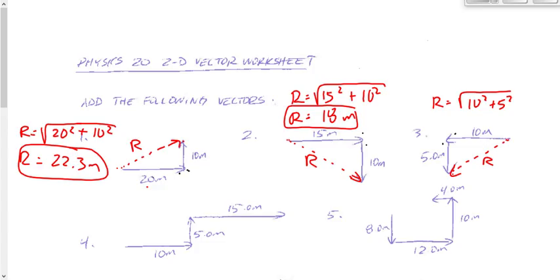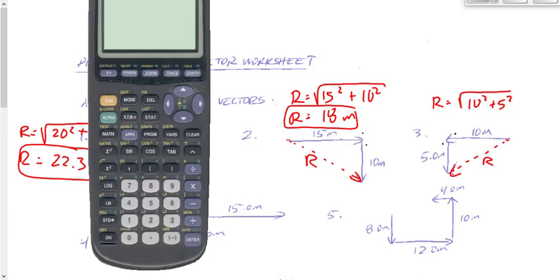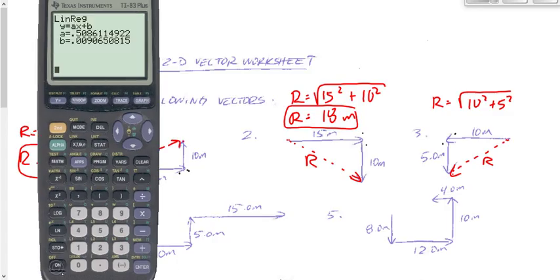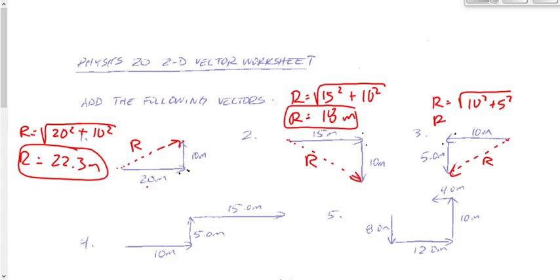Let's do this one on the calculator just to make sure that you guys are okay with this. Do what's inside the square root sign first. Okay, just like I say, do what's on the bottom first, do what's inside the square root sign first. Let's say 10 squared plus 5 squared equals. And then let's square root that. We end up getting 11.18 or 11.2. There we go. Make sense?